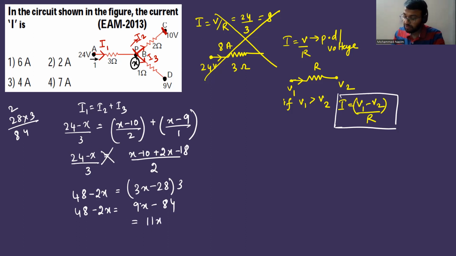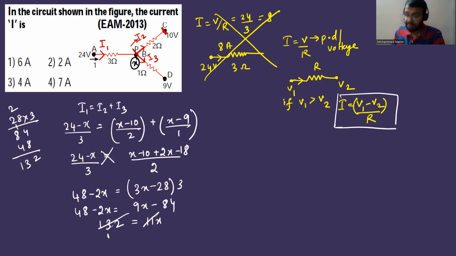11X equal to 84 plus 48. So 8 plus 4 is 12, 8 plus 4 is 12, and this will be 132, isn't it? 9X plus 2X, and then 84 will go this side, so minus 84. That is 84 plus 48. So 84 plus 48 will become 132. And then we can easily solve this.